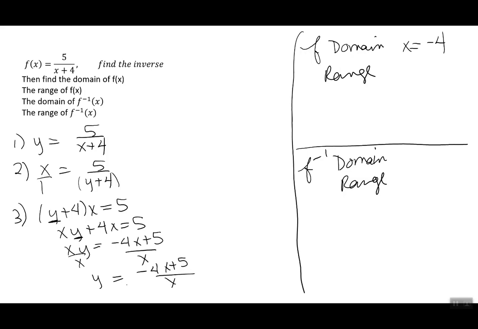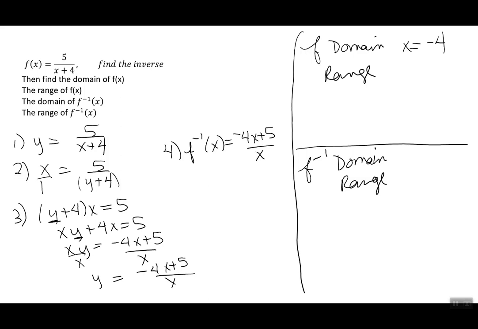Now these, when they're rationals, don't have that same good feel of "I did the opposite." You can get a little lost in it, so just follow the steps. This is now f inverse of x. It says negative 4x plus 5 over x.